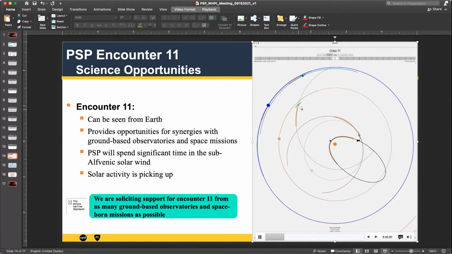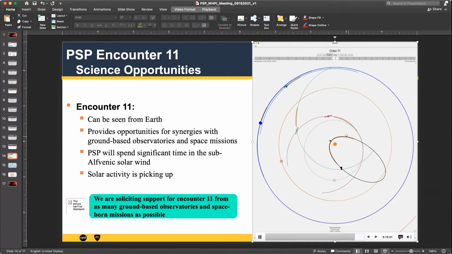The additional thing this time around, we have Solar Orbiter. Solar Orbiter, as you can see it here, it's there. It will be supporting us for the whole period. We will be working together. In the future, we'll have BepiColombo, but BepiColombo is still in cruise phase, so we'll probably get some magnetic field data from them. But as I said, from Earth, STEREO, Solar Orbiter, we have plenty of synergies to do there. And actually, we have a special program with Solar Orbiter that will be running during this encounter.